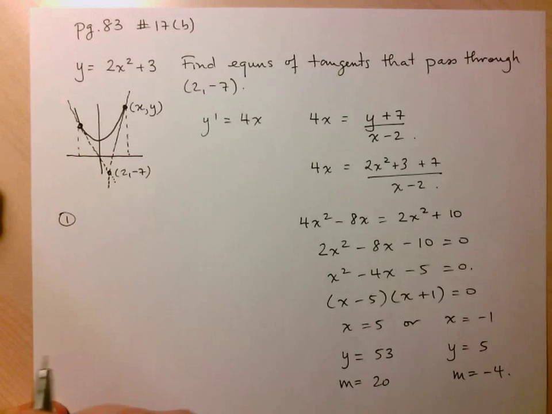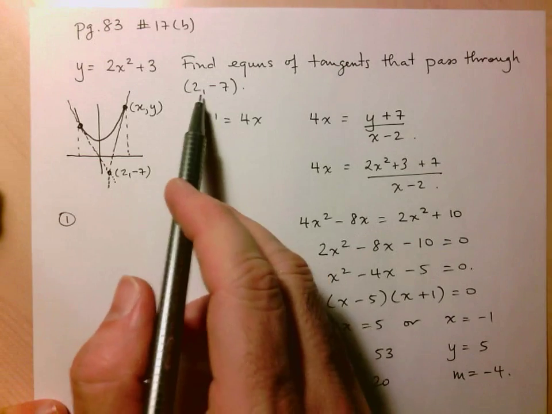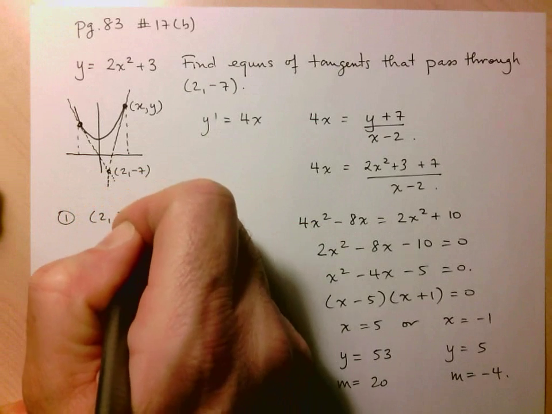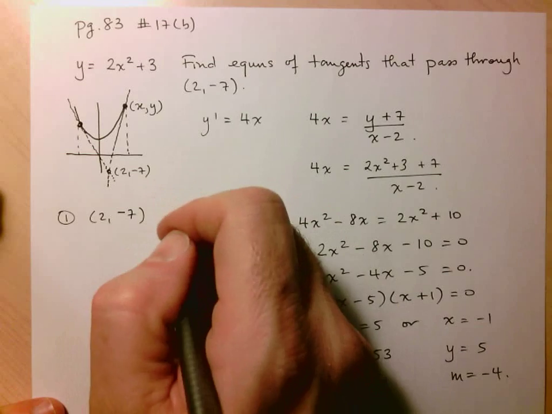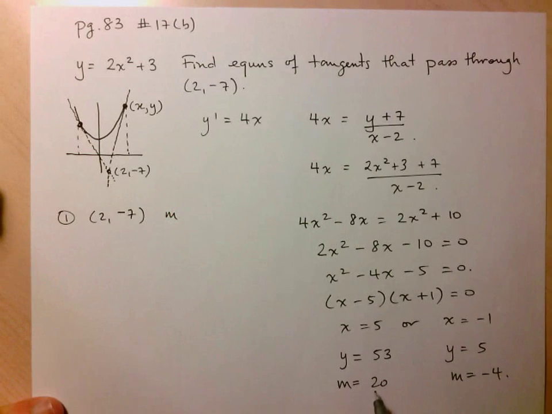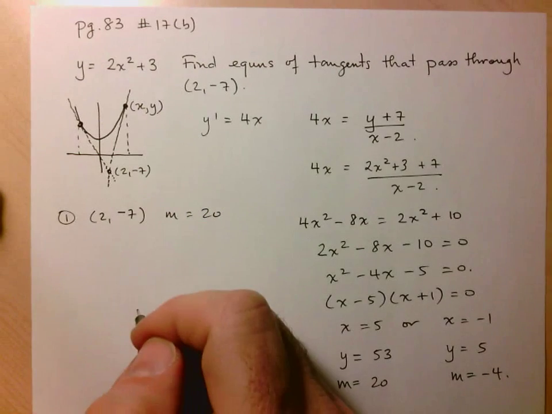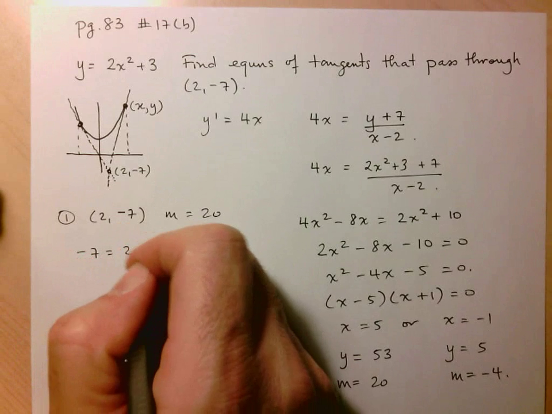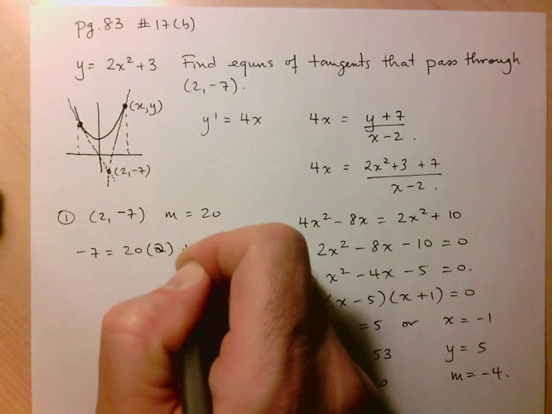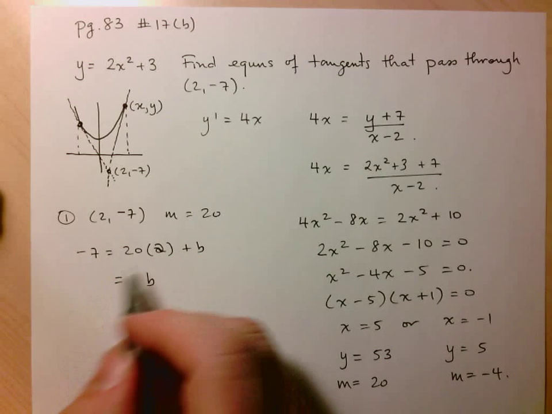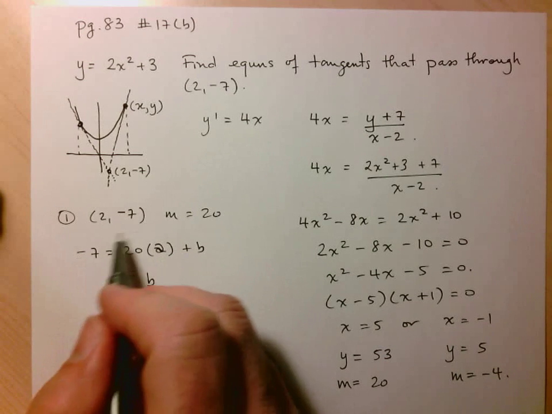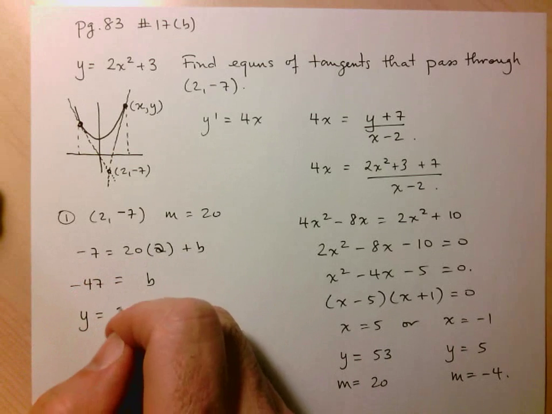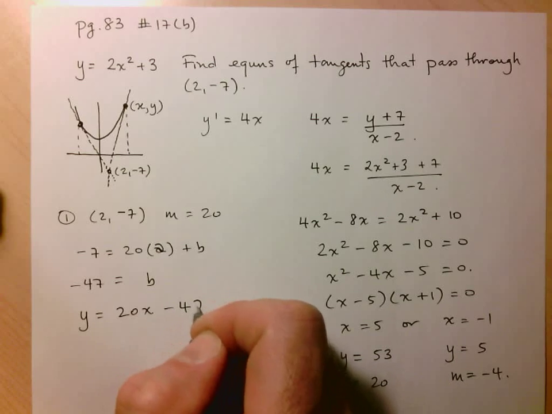Okay, so let's now find the equation. So for line 1, since this would have been the more efficient way of doing it, let me use the point 2, -7 and the slope of 20 here. So let's calculate this here. So -7 equals slope of 20 times x value of 2 plus b. So here we've got, this is 40, so -7 minus 40, -47. So my equation is going to be y equals 20x minus 47.